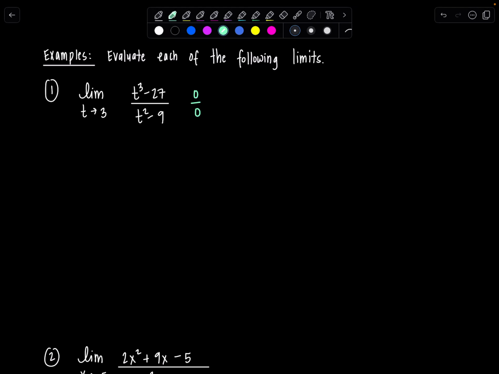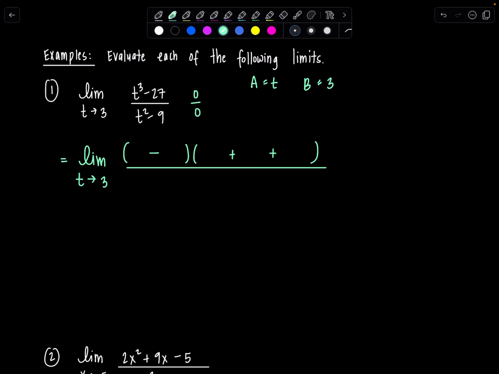But we notice we can factor both the numerator and denominator, so let's do that. Don't forget you've got to write lim every step of the way. So limit as t approaches 3. T cubed minus 27 is a difference of cubes, right? So let's set it up. Same, opposite, always positive. A is t and b is 3. Very good. So this is going to be t minus 3, t squared plus 3t plus 9. How does the denominator factor? It's a difference of squares, right? So it factors into t minus 3 times t plus 3.